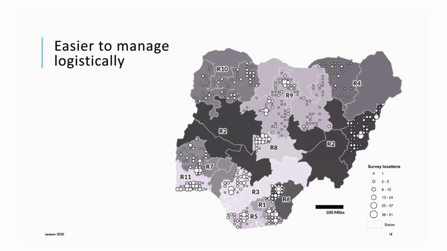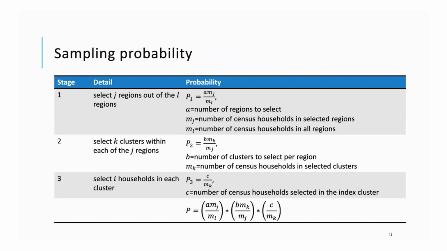So at the end of the day, when you have multi-stage sampling, it improves the logistics of your survey. It becomes easier to manage because the defined locations, the geographies where your survey participants will be located, are circumscribed. It's not over the whole of the geography.